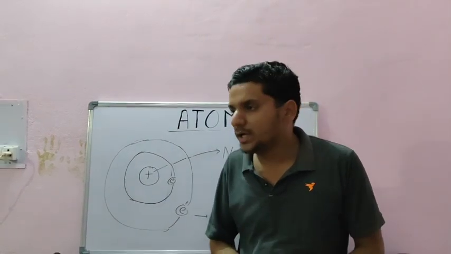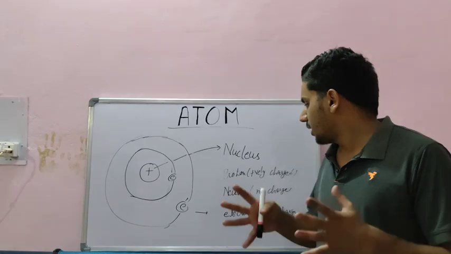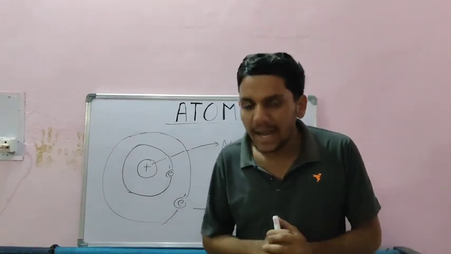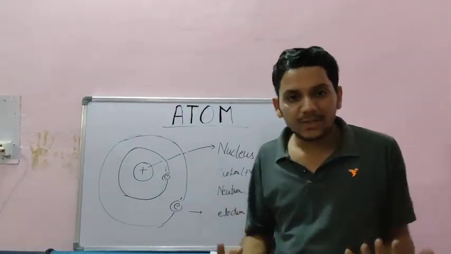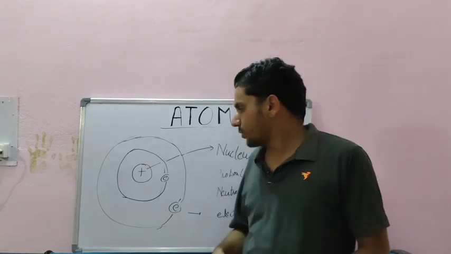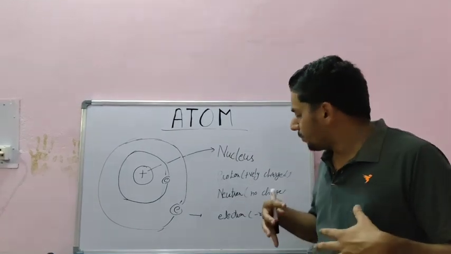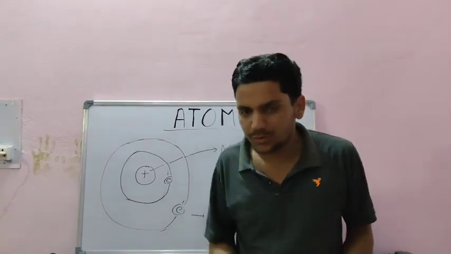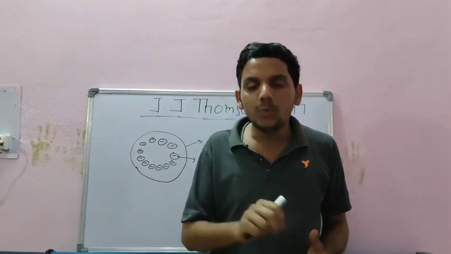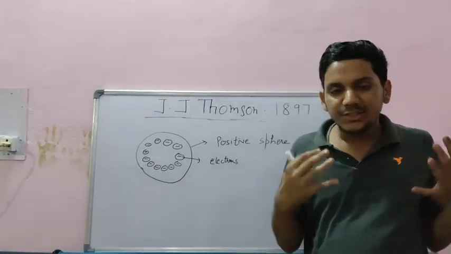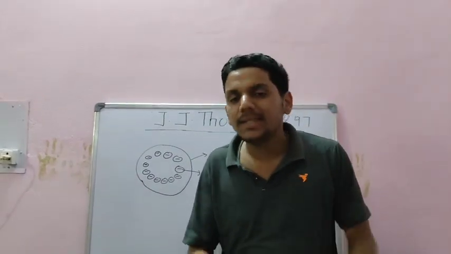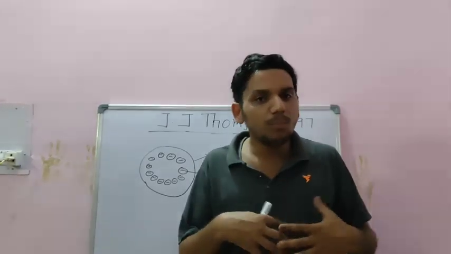So in the structure of atom there are three things which are included. First one is nucleus, in which there are protons and neutrons, and outside it there are electrons. So the mass of atom is due to protons and neutrons. Discuss two atomic models, which are J.J. Thomson atomic model and Rutherford atomic model.